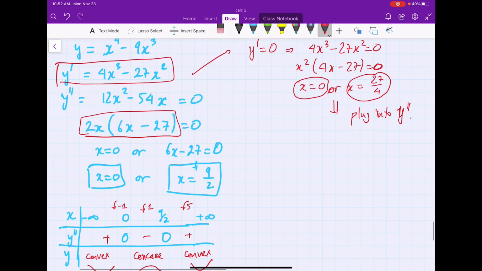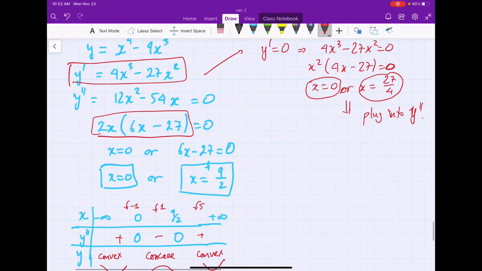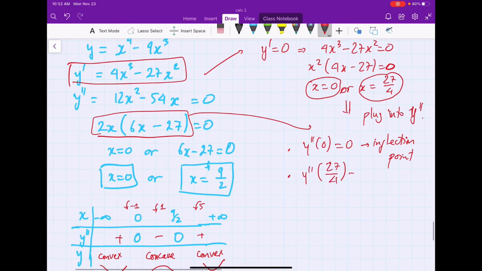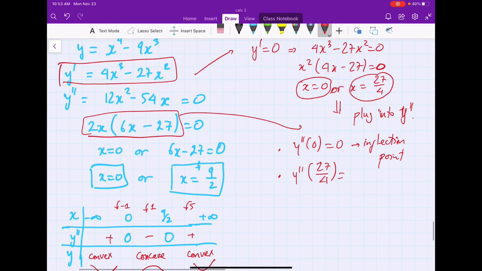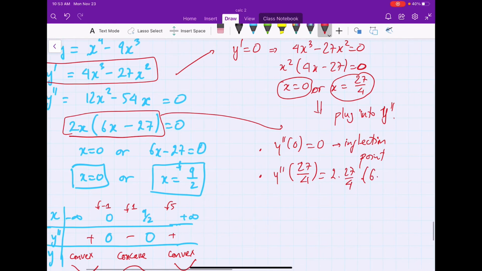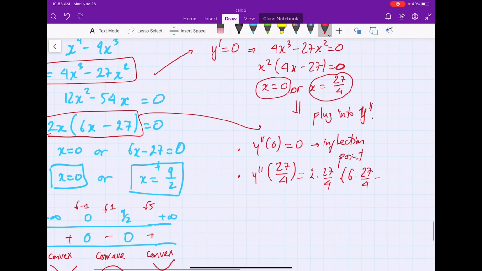Plug into y double prime. So at 0, y double prime is just 0 right here, because that is an inflection point. No, just an inflection point. At 27/4, so what do you get in here? You get 2 times 27/4 times 6 times 27/4 minus 27, which is bigger than 0. So this is a local minimum.